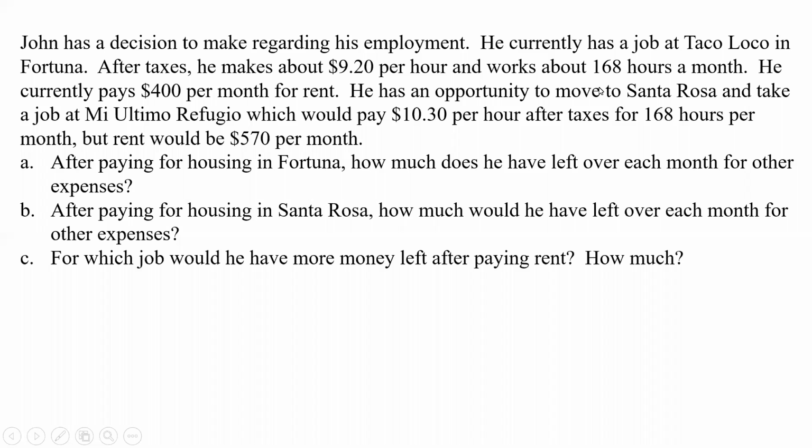Okay, we're going to work on a couple of application problems now for 5.3. First one, John has a decision to make regarding his employment. He currently has a job at Taco Loco in Fortuna. After taxes, he makes about $9.20 per hour and works about 168 hours a month. He currently pays $400 per month for rent.